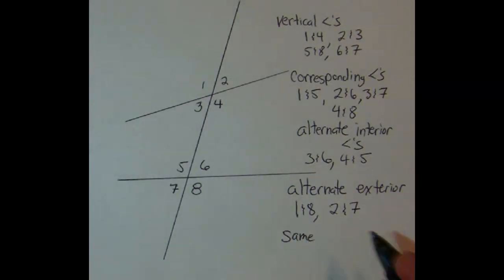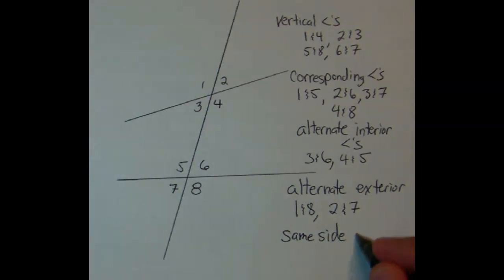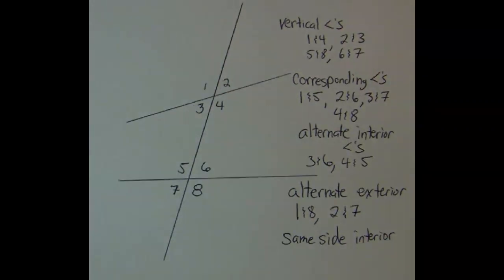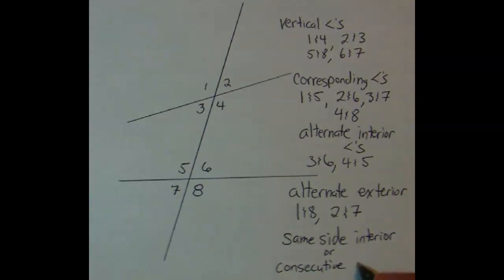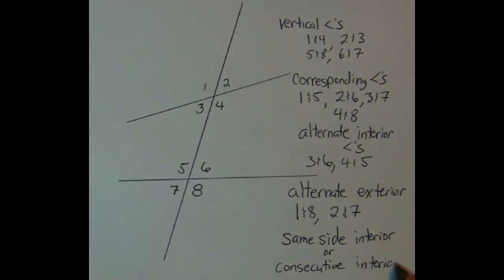Now the last type that we're going to look at has 2 different names. One name, it could be read as same side interior, or consecutive interior. This is kind of the old term way. This is the new term way. But some books, some publishers, they sometimes say same side, some say consecutive interior.